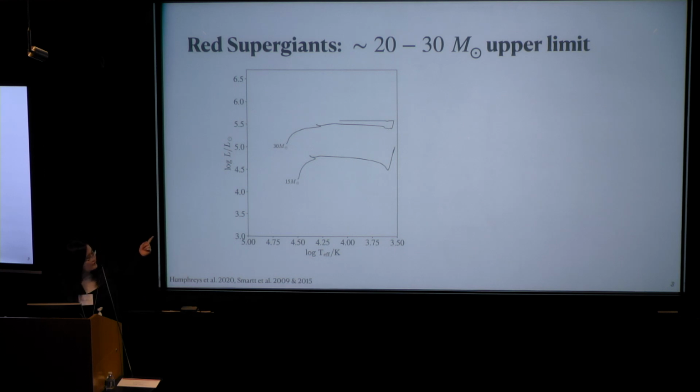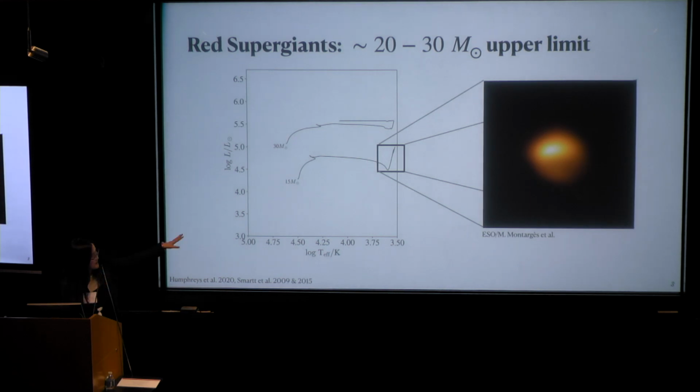I showed two evolution tracks of two stars, one at 15 solar masses and one at 30 solar masses. It starts from the start of the main sequence and ends at the end of core helium depletion. These are not isochrones. They're one single star evolving through time. Red supergiants populate this area of the HR diagram, and a very famous example that we may all know is Betelgeuse, which may or may not go supernova in the near or distant future.